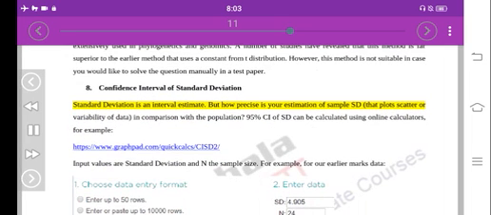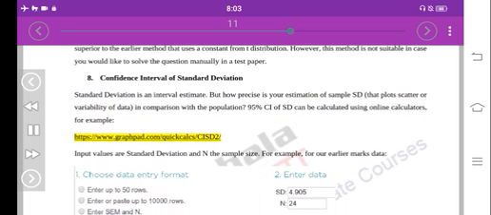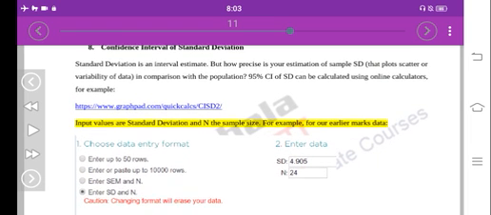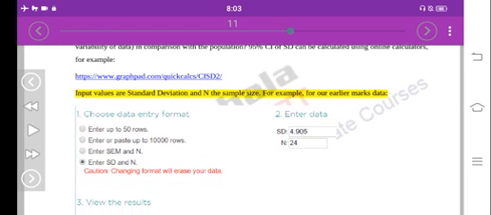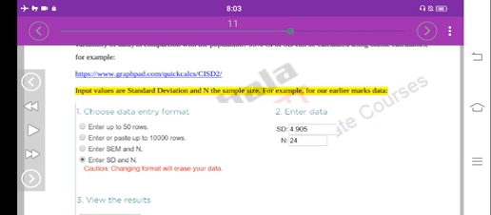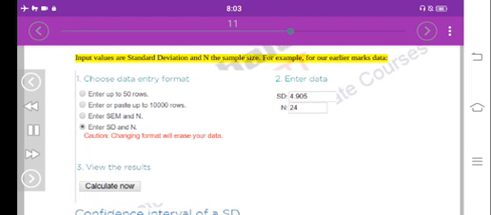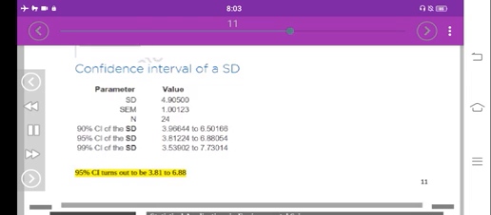Standard deviation is an interval estimate. But how precise is your estimation of sample SD that plots scatter or variability of data in comparison with the population? 95% CI of SD can be calculated using online calculators, for example. Input values are standard deviation and the sample size. For example, for our earlier marks data, 95% CI turns out to be 3.81 to 6.88.